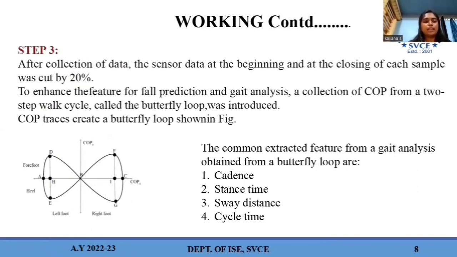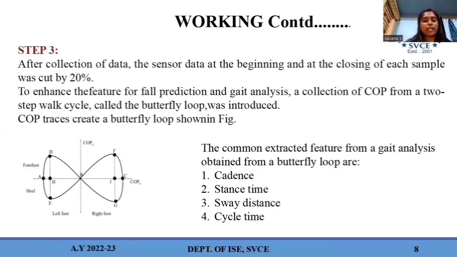Okay, so next is step 3, the pre-processing step. After the collection of data, the sensor data at the beginning and at the closing of each sample was cut by 20%. This percentage of cut was selected based on evaluating different cutoff percentages on the collected smart insole data, to eliminate the transition at the start and the end of the data collection.